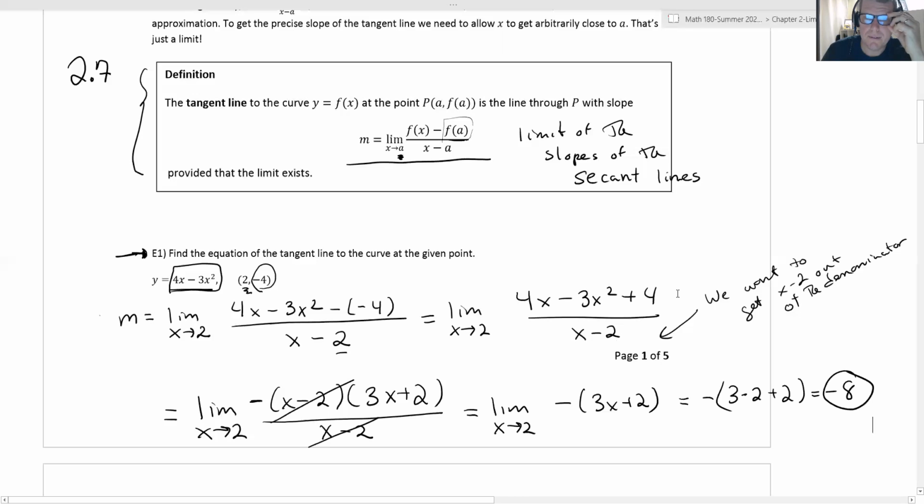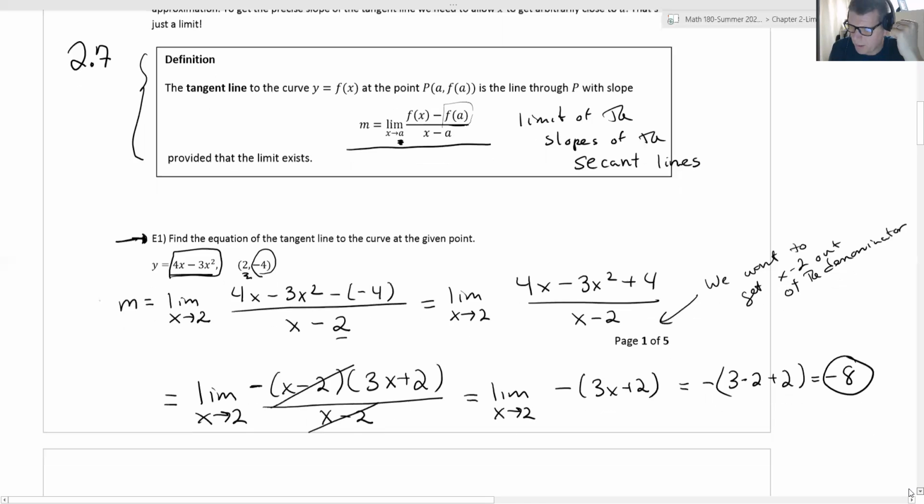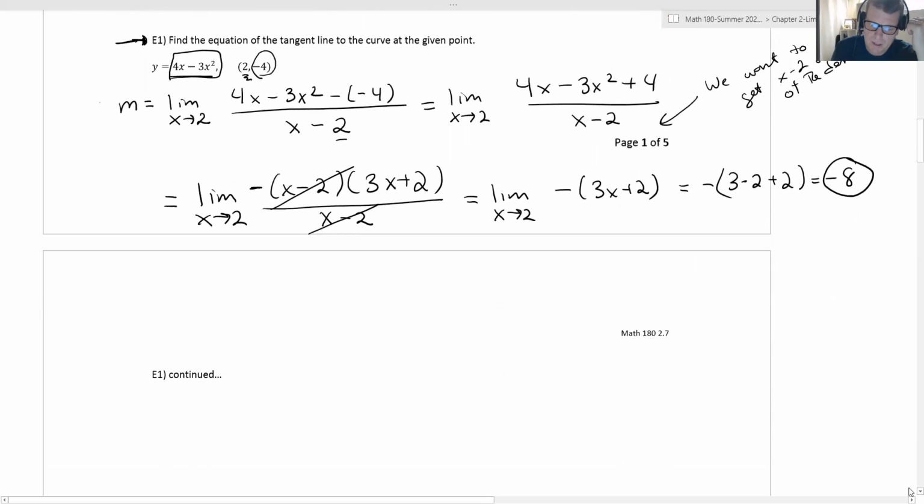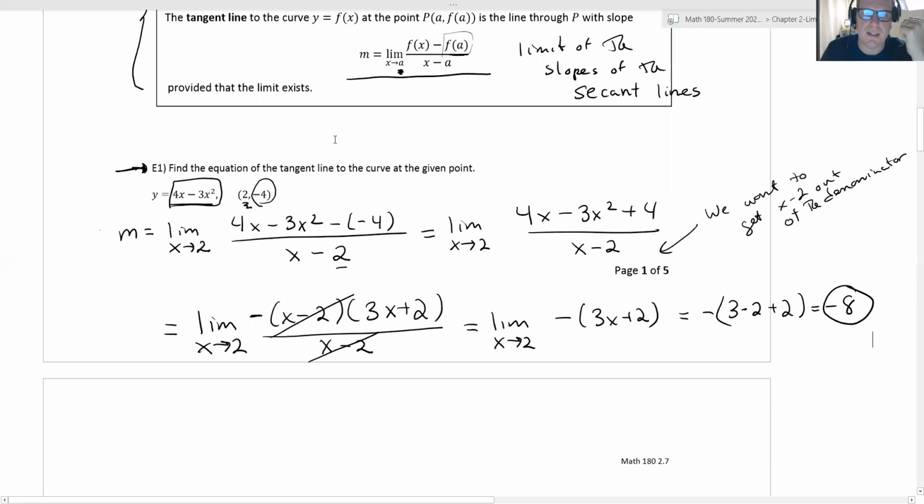Questions? That's it, right? Now, that's the slope. That's m. m equals the slope. So I'm going to go down a little bit further. Now we actually need to find the equation of the tangent line. That's the question it's asking for, the equation of the tangent line.